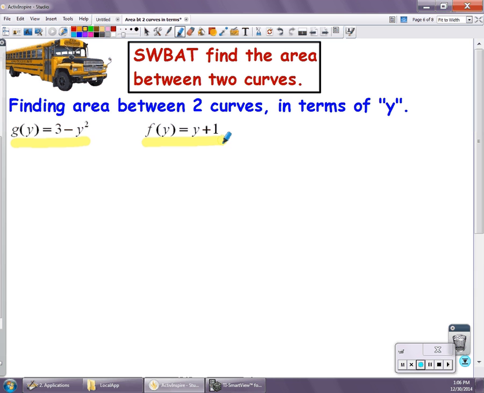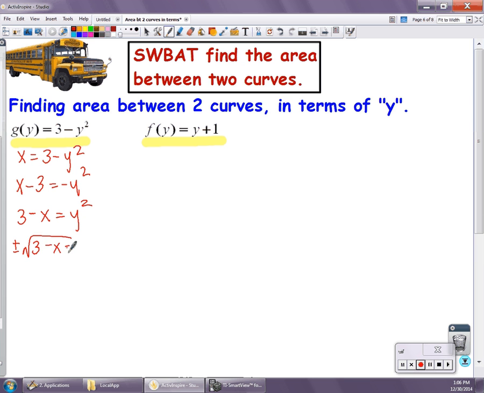And even though we're going to do the problem in terms of y, I'm actually going to change it back in terms of x for easy graphing. So that means I'm going to solve each equation for y. So I'll have x equal to 3 minus y squared, which is x minus 3 is equal to negative y squared. I'm going to divide both sides by negative 1 and change the order. So all I did there is divide both sides by negative 1, take the square root of both sides with a plus and a minus, don't forget about that.